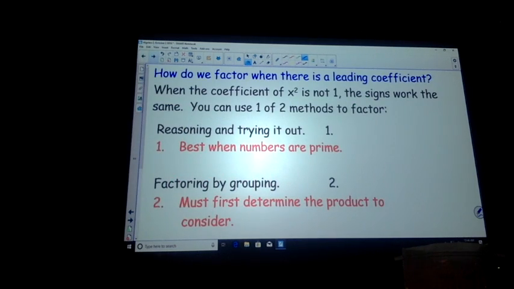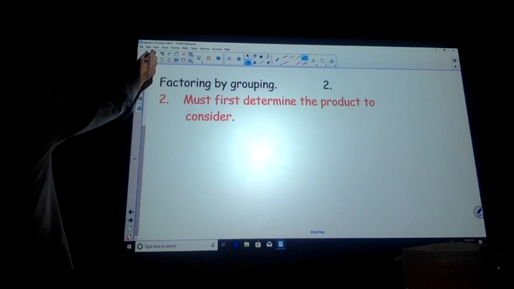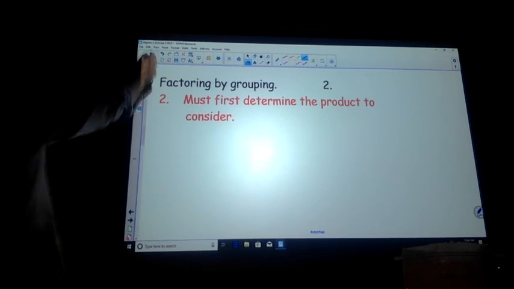All right, so how do we factor when there's a leading coefficient? The leading coefficient is where it's harder to do it in your head, when you have ax squared, where your a value in front of your x squared is a number other than 1. Okay? So I didn't have anything there. Can I move on? I think that was all on your sheet.